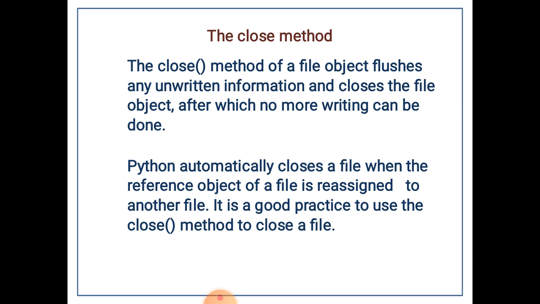Python automatically closes a file when the reference object of a file is reassigned to another file. It is a good practice to use the close method to close a file, but remember that you should write the necessary information before closing the file using the close method.